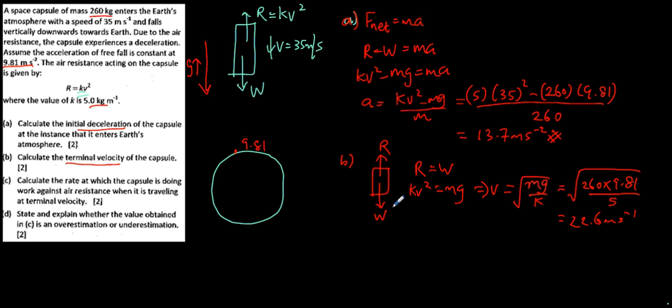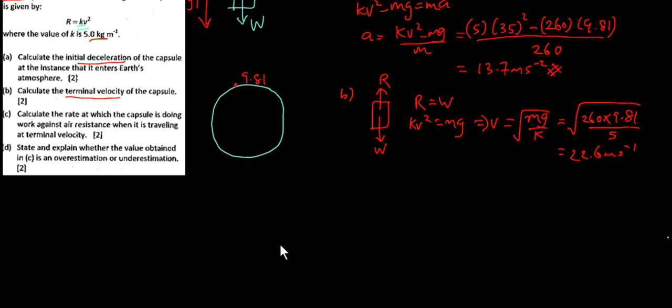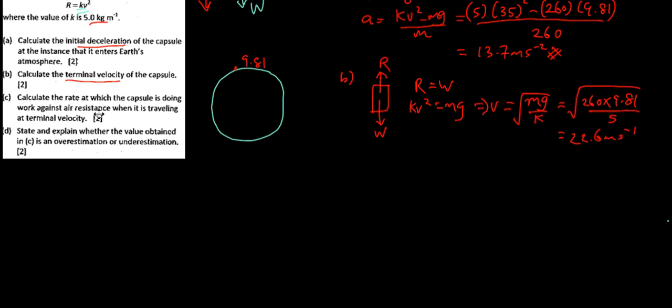Now, let's proceed to do section C. Okay, let's scroll down a bit. Okay, how do we get the rate at which the capsule is doing work against air resistance? In this case, we need to revise a little bit on the formulas about work, energy, power. First of all, we need to understand this formula.